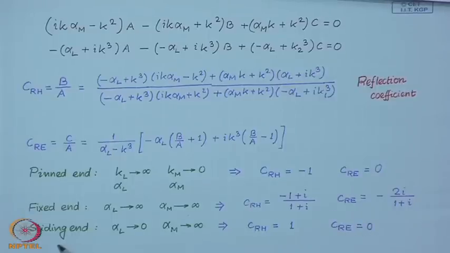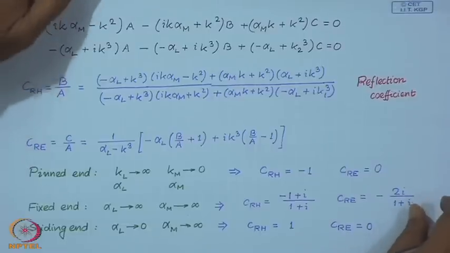Similarly, you can study a free end where both the stiffnesses vanish. So, there is no linear or torsional stiffness, then again you can find out these coefficients, the reflection coefficients for the harmonic and the evanescent waves.